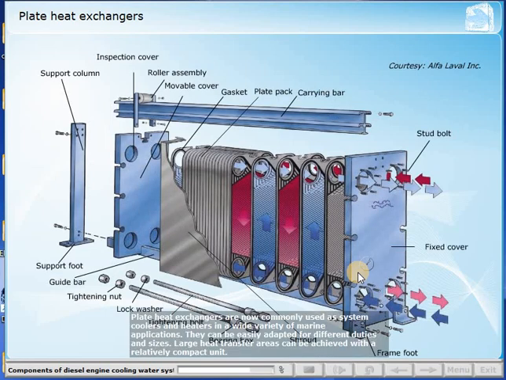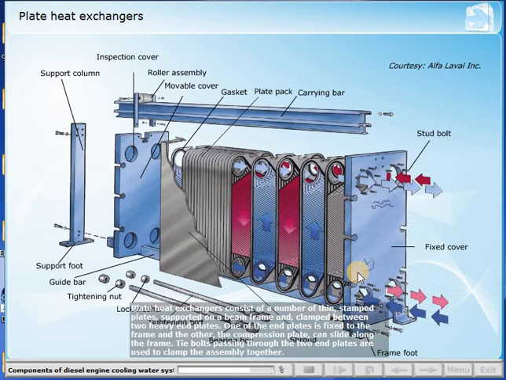Plate heat exchangers are now commonly used as system coolers and heaters in a wide variety of marine applications. They can be easily adapted for different duties and sizes. Large heat transfer areas can be achieved with a relatively compact unit.